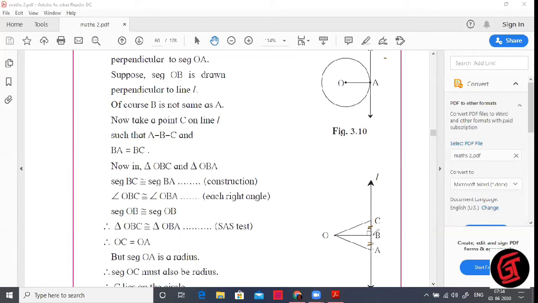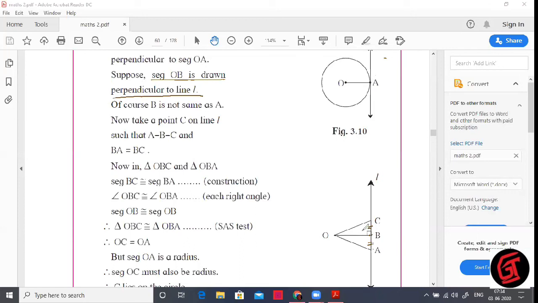OBC and OBA are perpendicular. Why? Because OB is perpendicular. How is OB perpendicular? We assume, no? Suppose OB is drawn perpendicular. So we assume that OB is perpendicular. We still have to prove it, but we assumed it here.